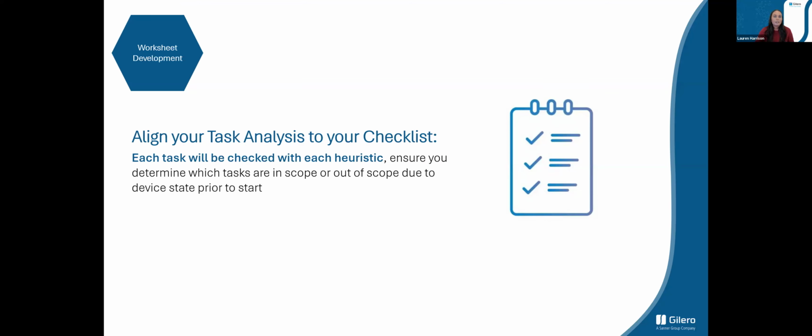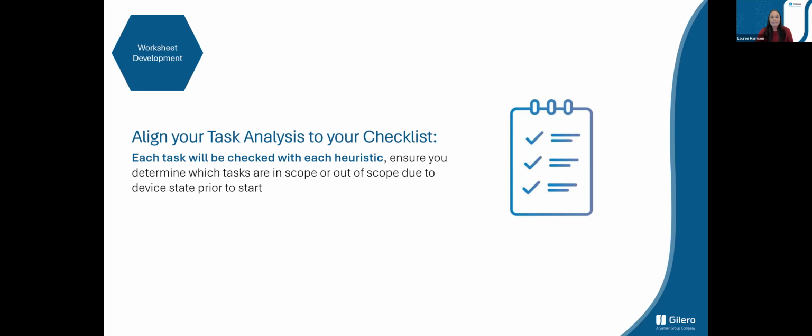Oh, perfect. So once we've identified our heuristics that apply to our device, we'll then need to align our tasks. So in a perfect world, your task analysis would be complete and signed off at this point, but it's okay if it's only in its draft state because you'll likely learn more about your projected workflow through these exercises as well. So for each task and step for your system, you should evaluate it against each individual heuristic.